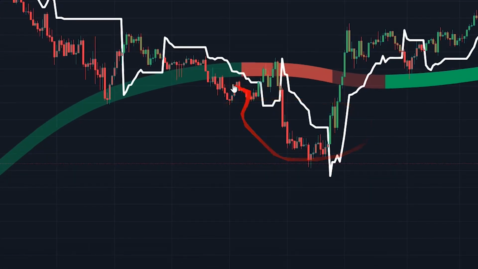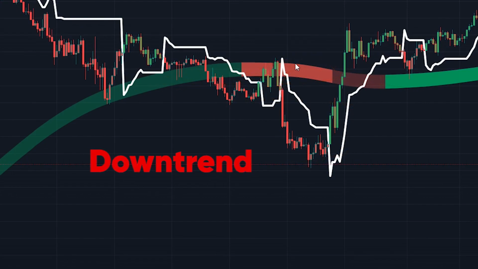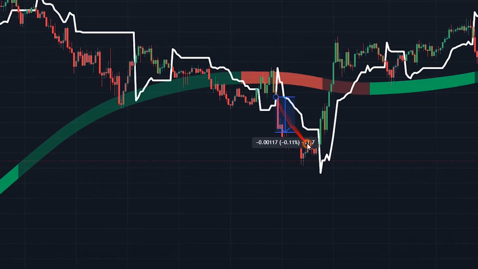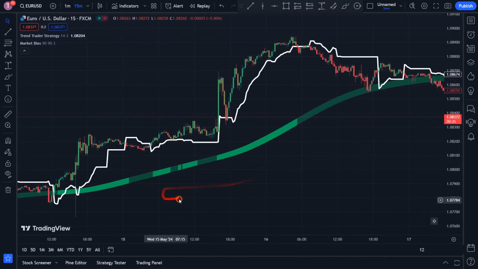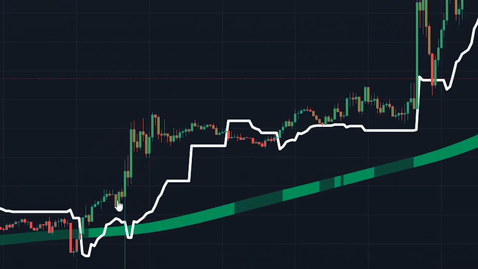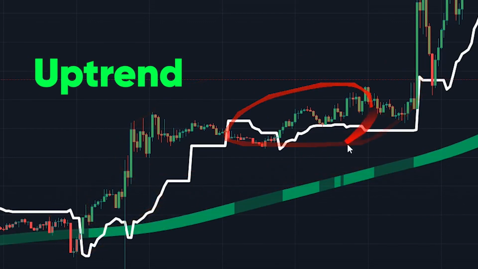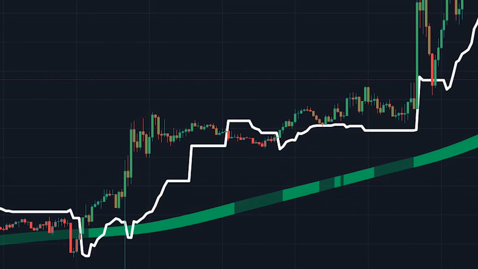When the price candles are below this line, the line turns red, indicating a downtrend. At these points, we can look for sell positions. And when the price candles are above this line, the line turns green, indicating an uptrend. At these points, we can look for buy positions and make good profits.